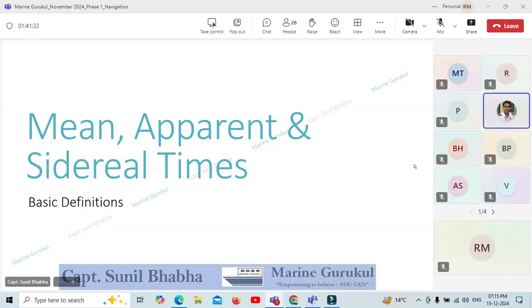Now with this basic understanding of the true sun and the mean sun clear in our mind, let's go into the definition of the mean time, the apparent time, and also the sidereal time. We will try to understand what we mean by these times.